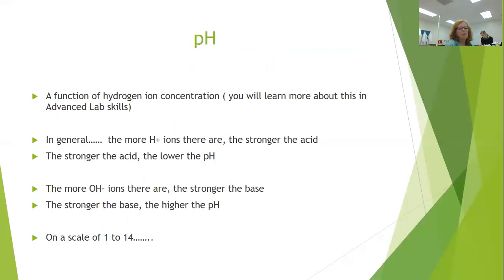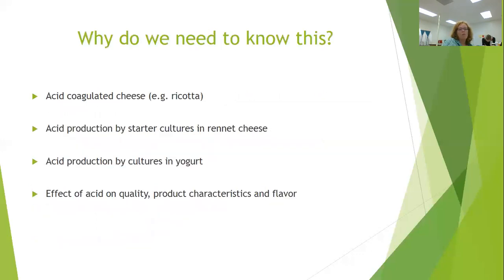We're just going to talk a little bit about pH in general. Like we said before, the more hydrogen ions there are, the lower the pH, the stronger the acid. Okay, so a low pH means a strong acid, lots of hydrogen ions. That's an inverse relationship. The more hydroxide ions there are, the stronger the base. The stronger the base, the higher the pH. And so there again, we have that pH scale of 1 to 14.